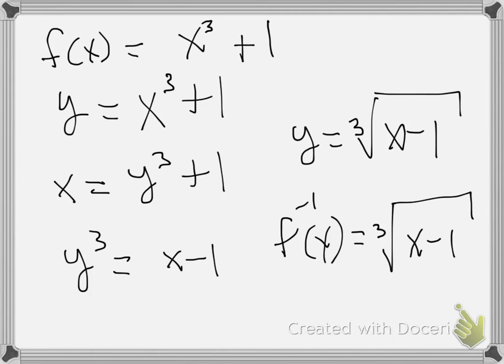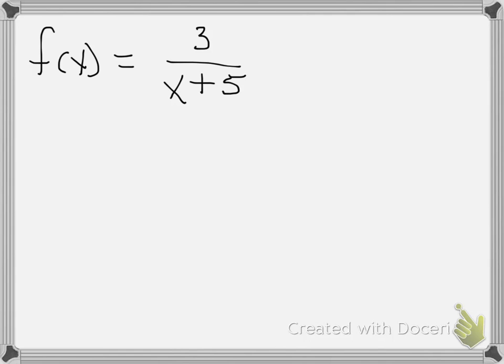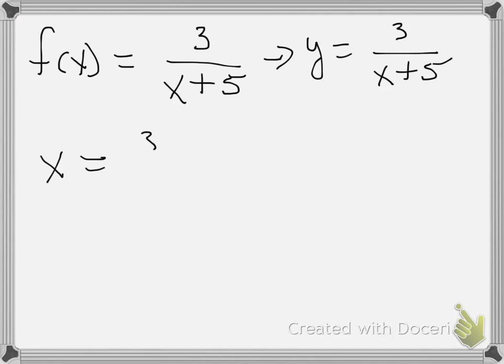Okay? I think we got time for another one here. Let's do one that's really exciting. Let's take a look at f of x equals 3 over x plus 5. Okay, first thing I do is I write that y equals 3 over x plus 5. And then I'm going to switch variables. I'm going to have x is equal to 3 over y plus 5.